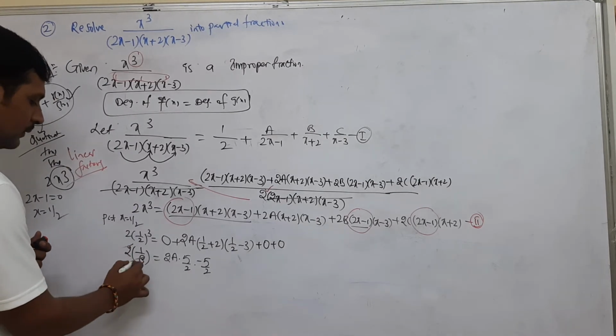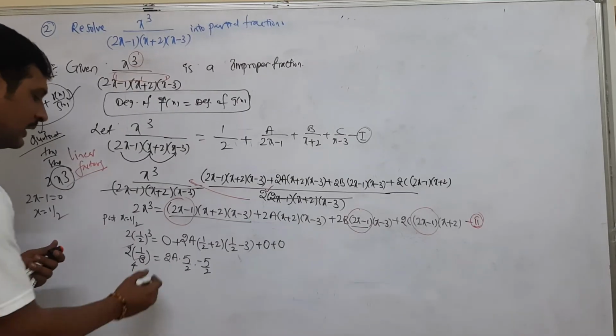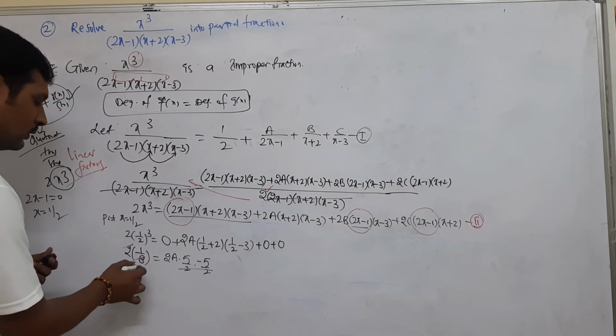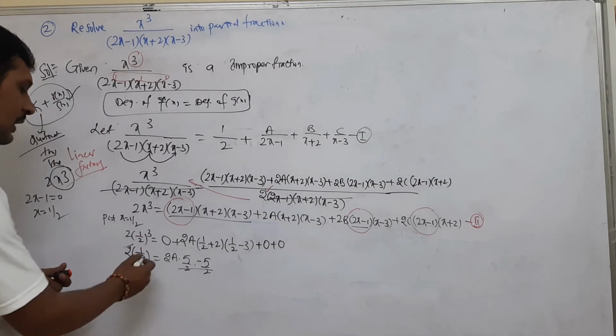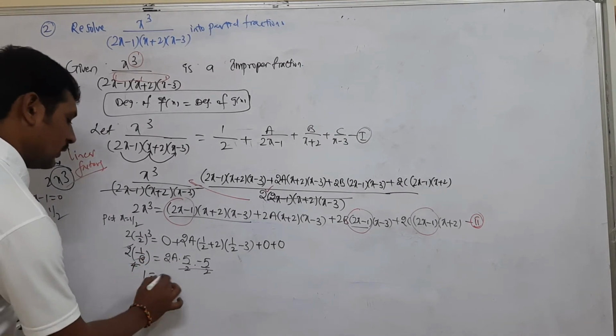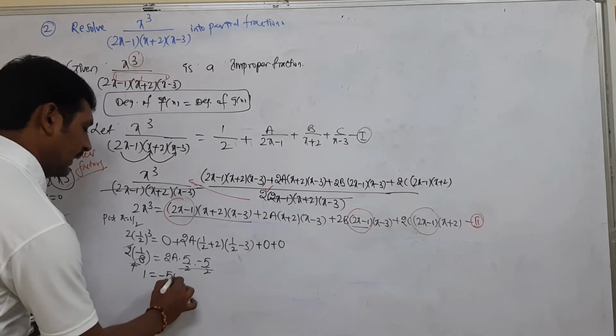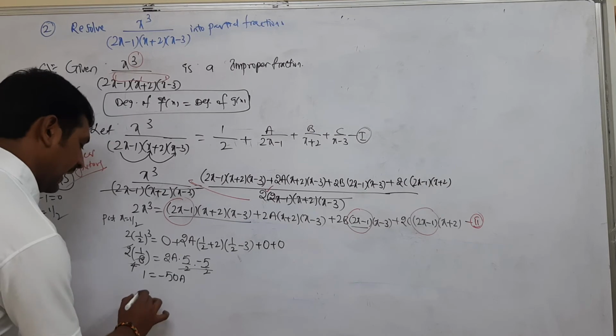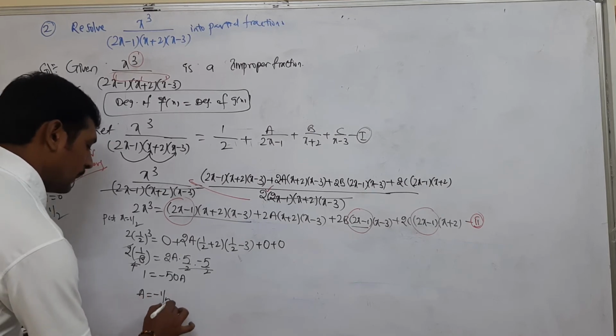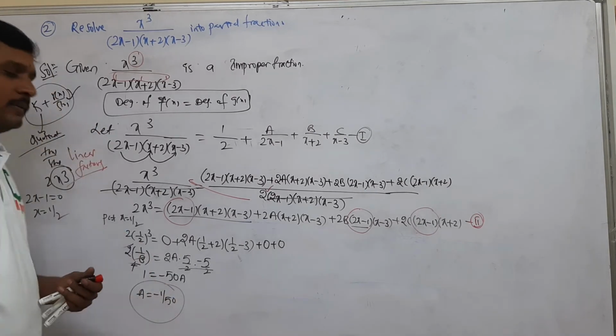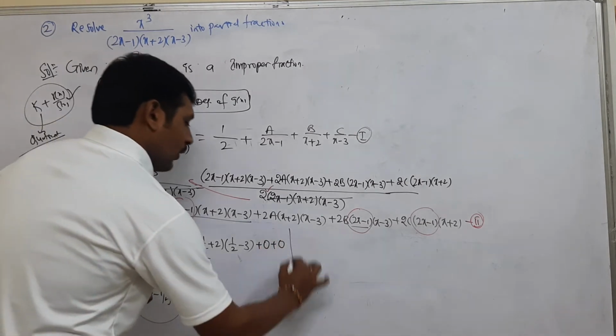Here 2 ones are 2, 2 fours are gets cancelled, right? So 2 twos are 4, 4 gets cancelled. What is remaining? 1 is equals to 2 fives are 10, 10 fives are 50. So minus 50a, a is nothing but minus 1 by 50. We got a value. Then go for the second one.